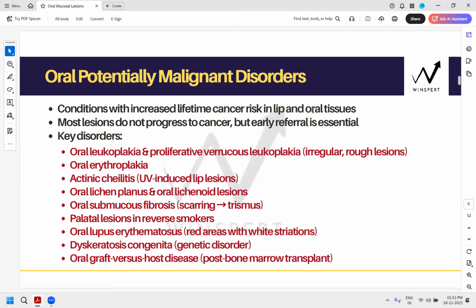Now, the other conditions which would require referral are OSMF, which is oral submucous fibrosis, then oral lupus erythematosus, which is also a potentially malignant disorder, dyskeratosis congenita, and oral graft versus host disease after bone marrow transplant. These are the conditions that, when present orally, can be suspected malignant disorders. That's why specialist referral would be needed.